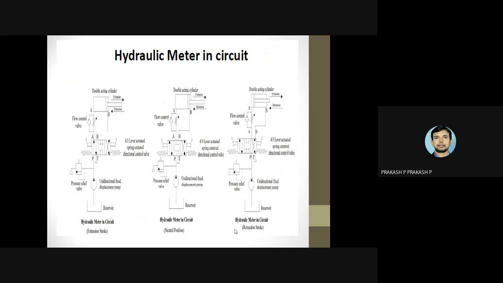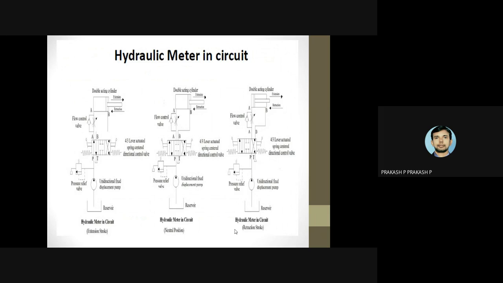At the extension position, you can see in the picture on the left-hand side how the fluid flow happens. In the flow control valve, two valves are attached: a check valve and a flow control valve. The arrow indicates variable flow.